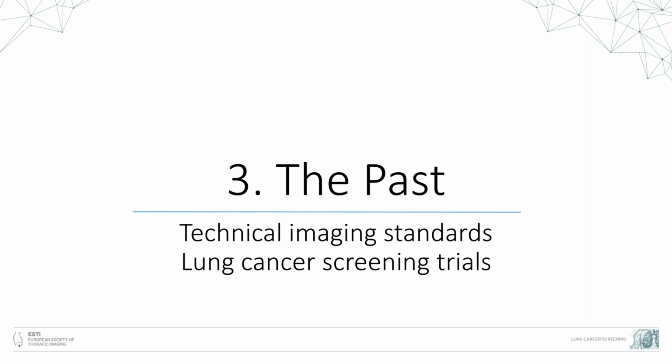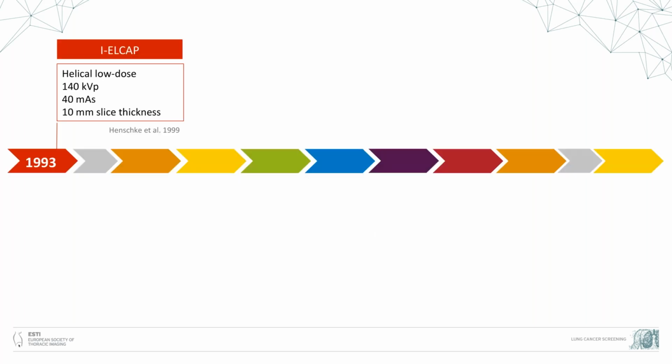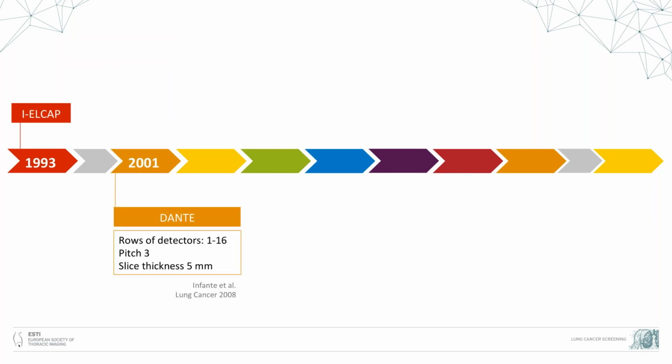So before we look into the present, I think it's a good idea to look briefly into the past and see what the technical parameters were during some of the lung cancer screening trials. It is evident, I think, that the trials from the 1990s had different settings than nowadays, with the ITALUNG... with the I-ELCAP having slice thickness up to 10 millimeter and using a helical CT.